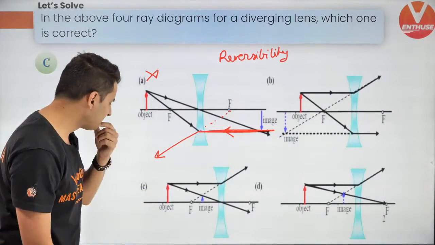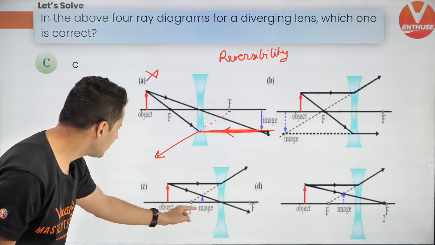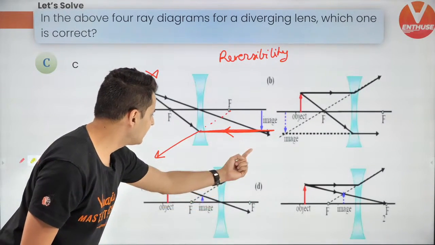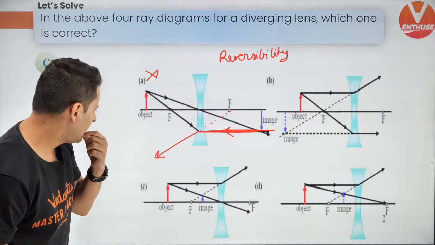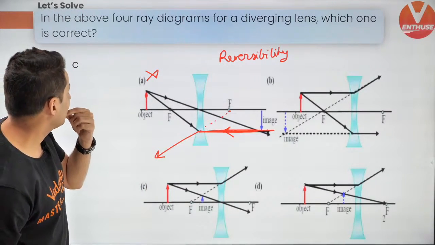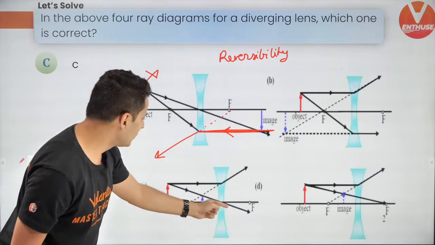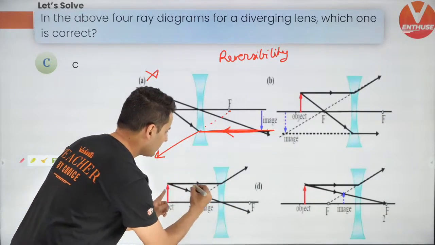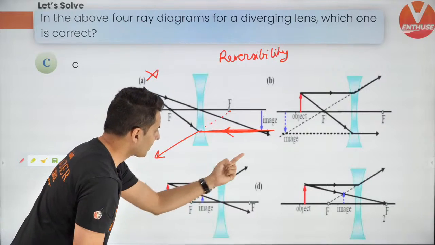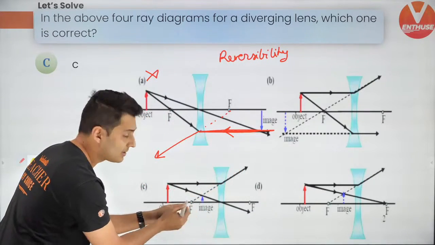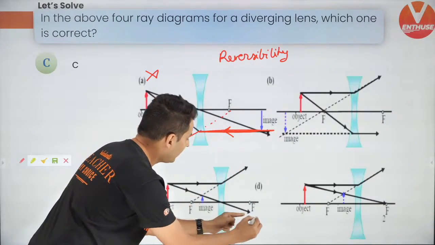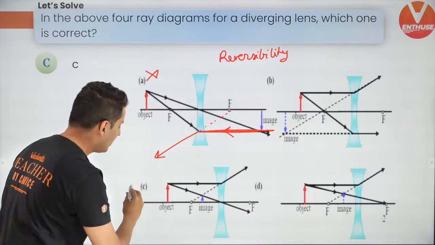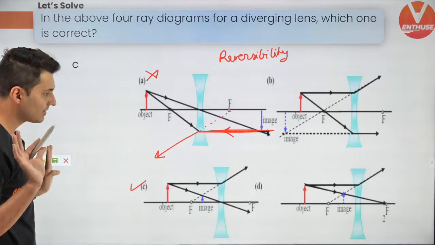Next up over here, option C. One ray is going like this, it diverges there, and this ray is going undeviated. I think this should be correct. Look at this, both the rays are correct. This ray goes like that. When extended backwards, it meets at the focal point. This ray goes as it is undeviated. So there is nothing wrong about this. So option C is correct.